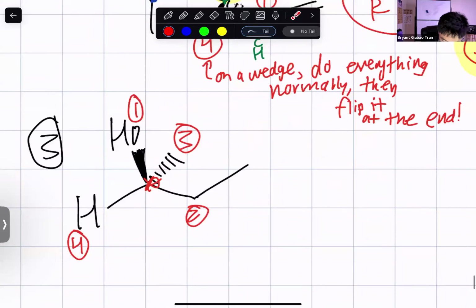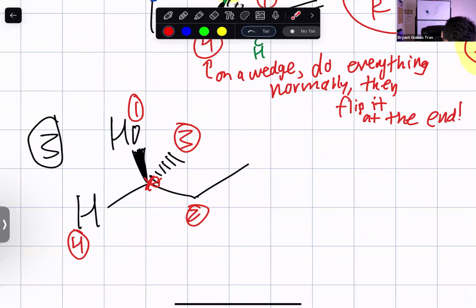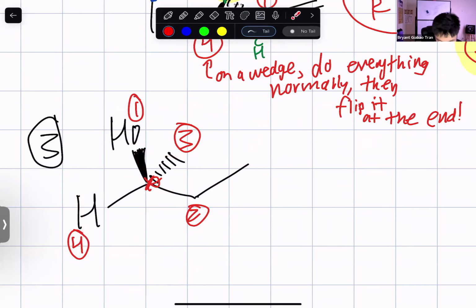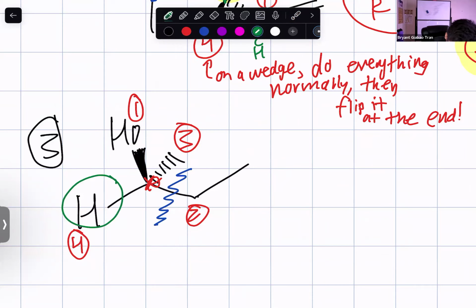Now to assign R and S, you cannot do it right away. Like if you say 1, 2, 3, that's S. That could be right, but that's not the right way to do it. What we want to do is rotate these groups right here. So anchor the other flat bond down. Keep this group stationary, right? Keep it still. Hold it still. The groups that you're going to rotate are this hydrogen, this alcohol, and this methyl group right here, right?